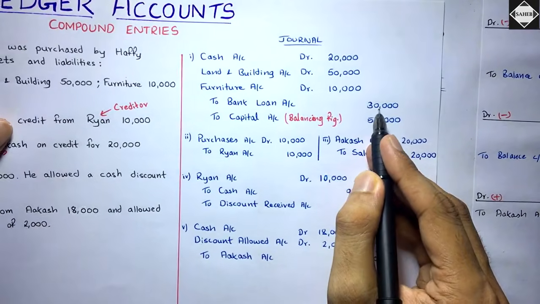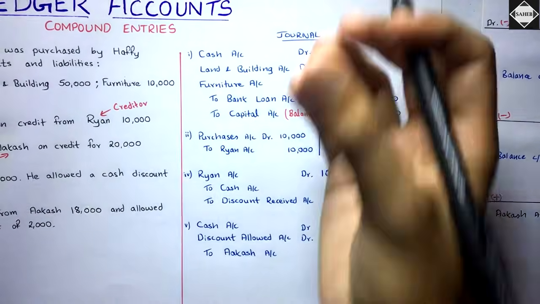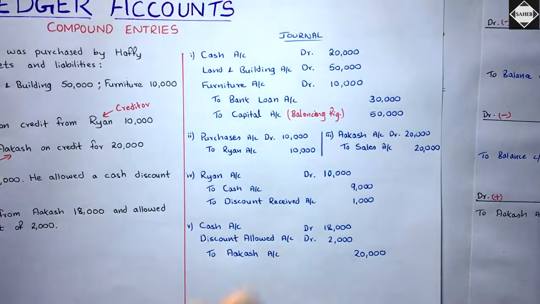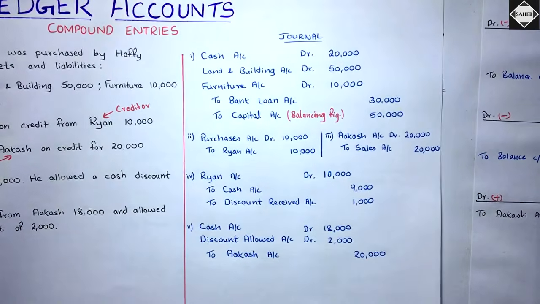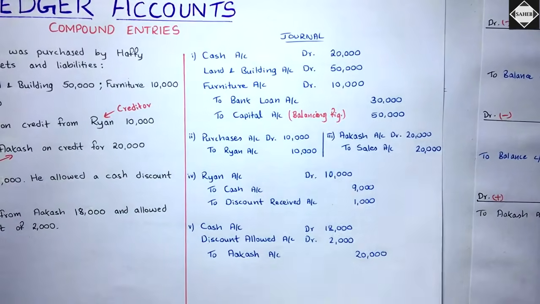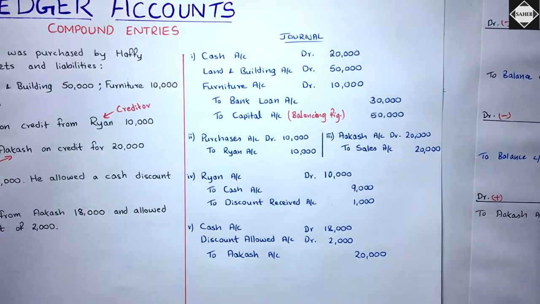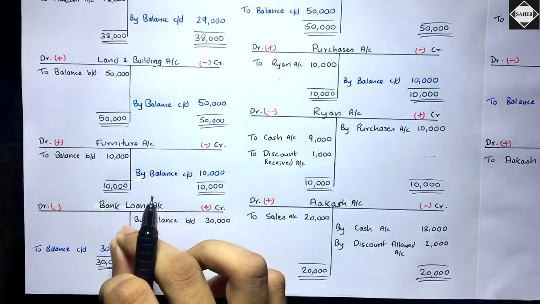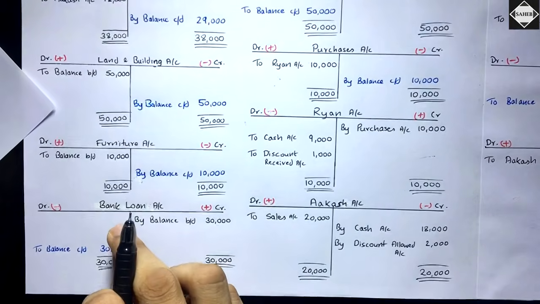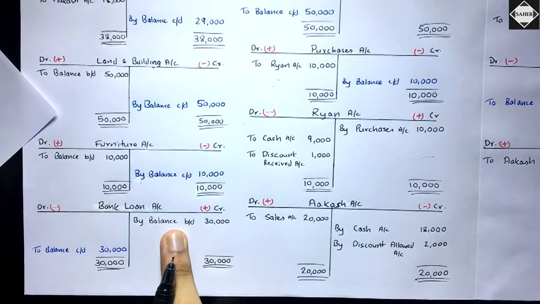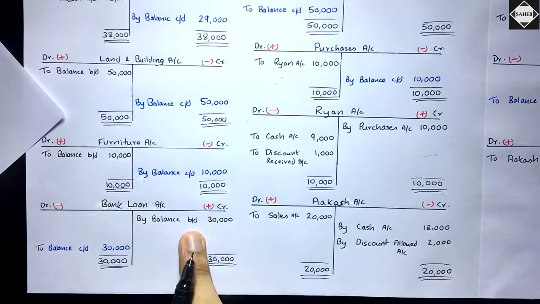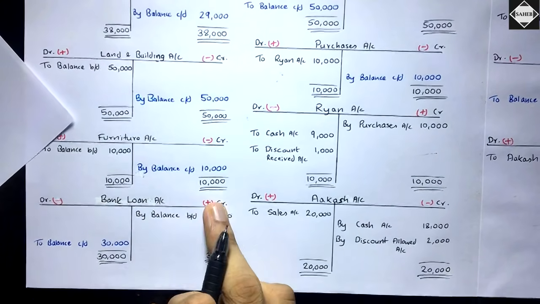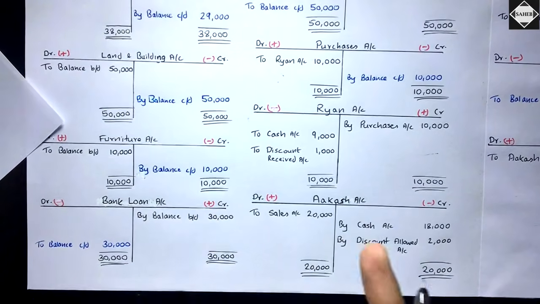Next you have bank loan account. See here, 30,000. When Happy purchased the business, there was a loan on the business. It's not like Happy took out the loan from the bank. No, it was already there. So you just have to take the opening balance. Go to the bank loan account. It's a liability account. The opening balance of a liability account is on the credit side. It's always like that. So you take by balance brought down 30,000. Bank loan has been increased because it was already there.